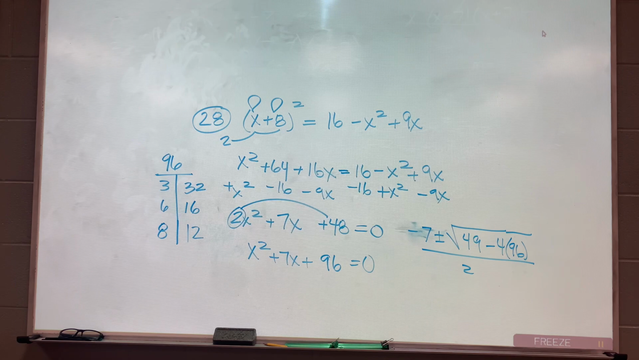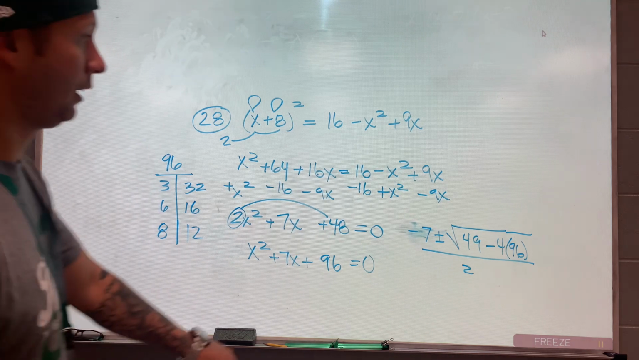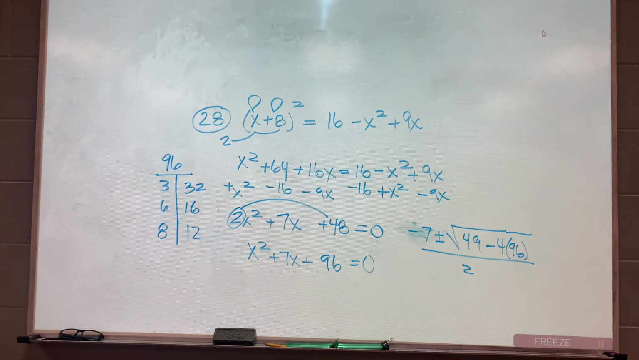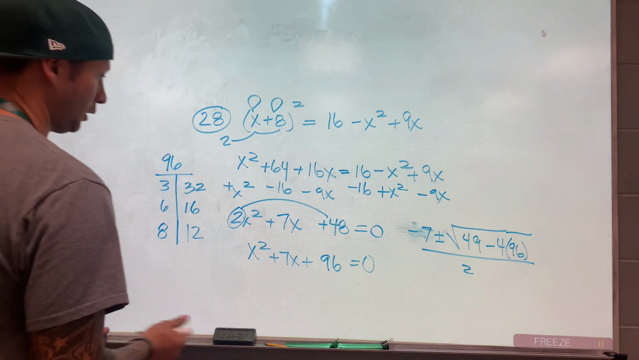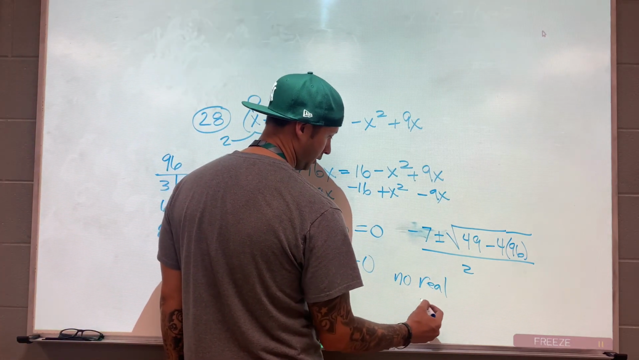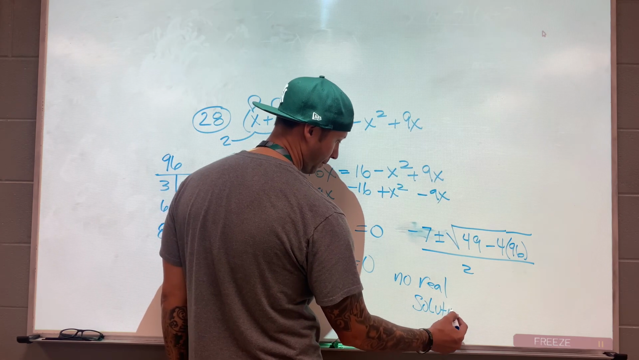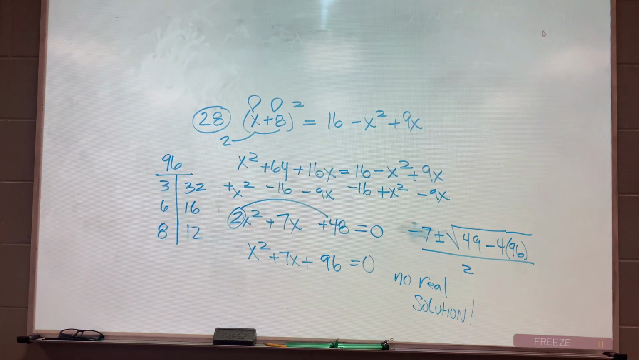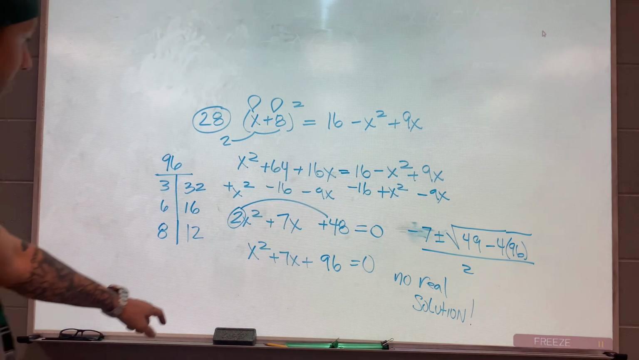We haven't talked about this yet in class, but all right. This is going to come out to a negative number, right? 4 times 96 is a big number. It's like 300 something. 49 minus a big number is definitely going to be negative, so the inside is going to be negative. So as of this moment, this has no real solution. Right, no real solution. Question is, would you have been able to figure that out?